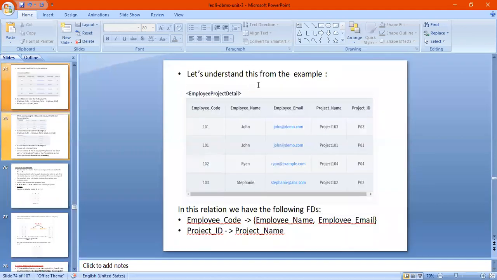Let us understand this with an example. Employee project detail is the name of this relation, where the attributes are employee code, employee name, employee email, project name, and project ID. In this relation, we have the following functional dependencies: employee code determines employee name and employee email, and project ID determines project name. These two are one relation, and these three are another relation.